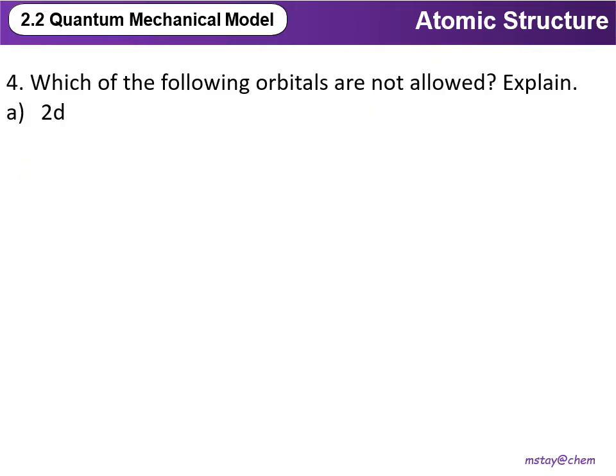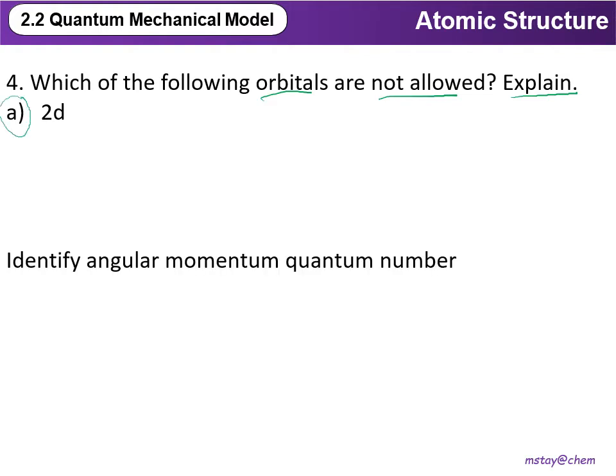Question number 4: which of the following orbitals are not allowed, and explain. Let's look at the first one, 2d. Before we start, just recall that the letter in 2d allows us to identify the angular momentum quantum number. To make it easier, I always ask students to write out p, d, f, g, and then maximum 5 is more than enough, and then 0, 1, 2, 3, 4.